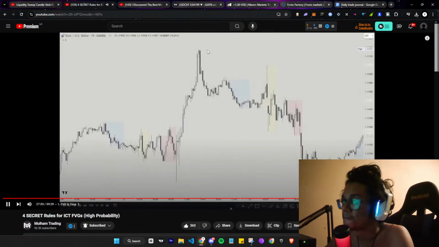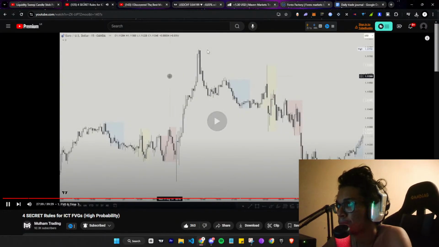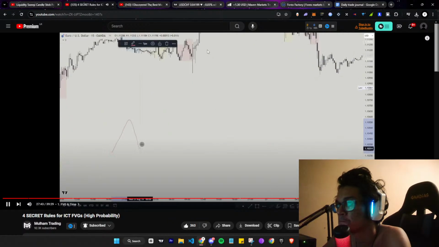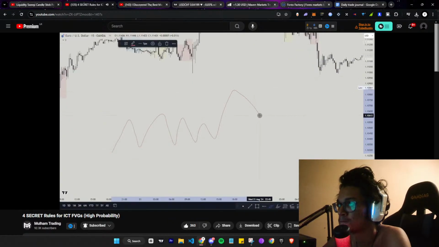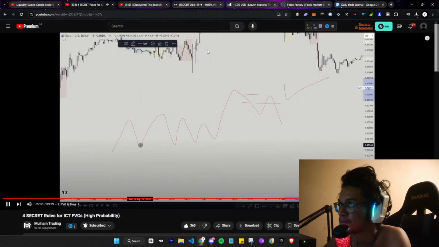Actually, the time when the fair value gap is created is very crucial. An example of that is a fair value gap that is created after price takes the Asian session high. So let's say Asian session here, price takes Asian session in the London session and then goes lower, creating a fair value gap. This becomes a high probability one. A fair value gap created in the Asian session is usually a low probability one.